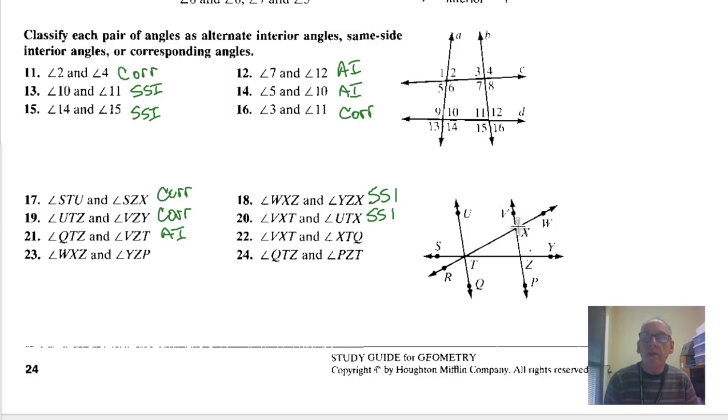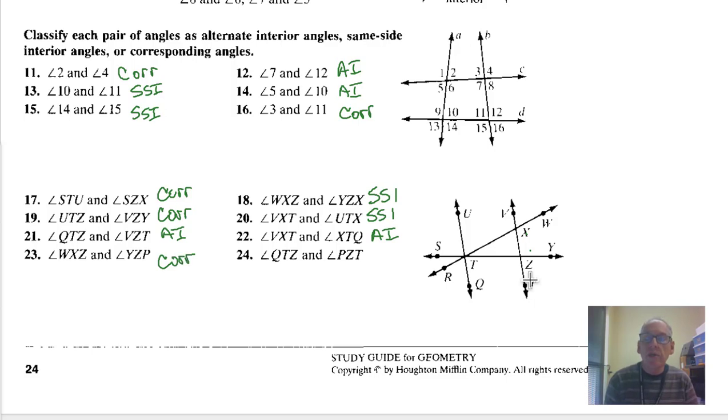VXT, V to X to T is this angle here with XTQ. VXT, XTQ, here's the Z. These are also alternate interior. WXZ is this angle, and YZP, YZP, these are corresponding. They're both on the right side of line VP, and they're both below. One's below line RW, and the other's below line SY, so that makes those corresponding.